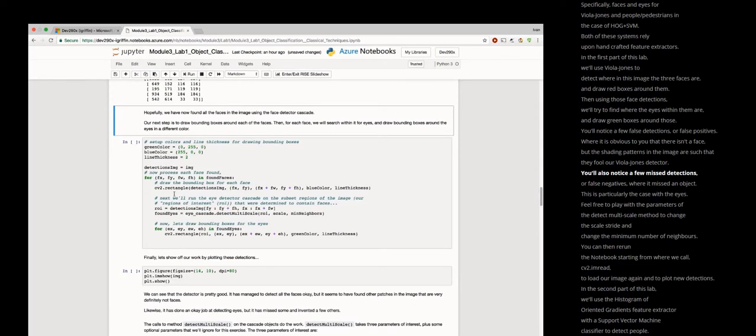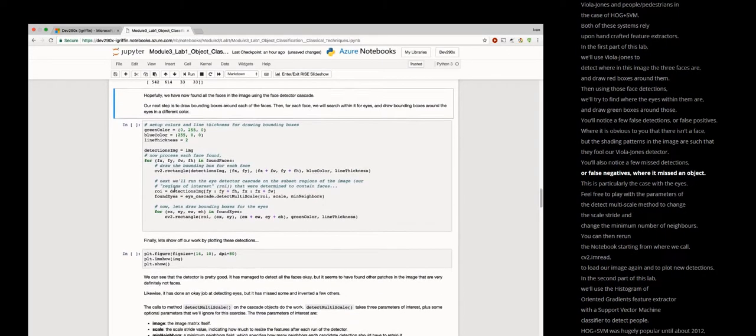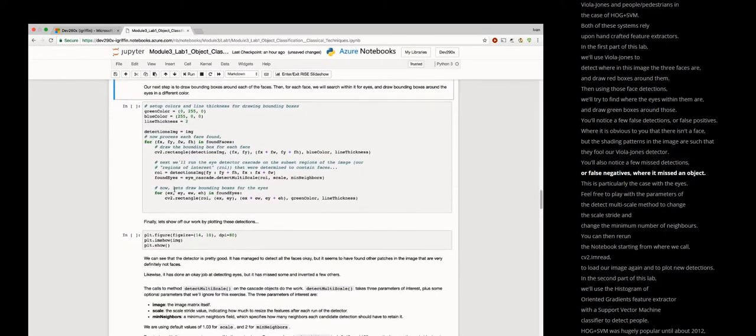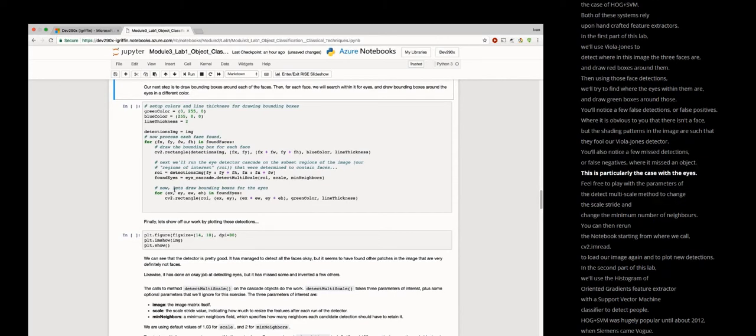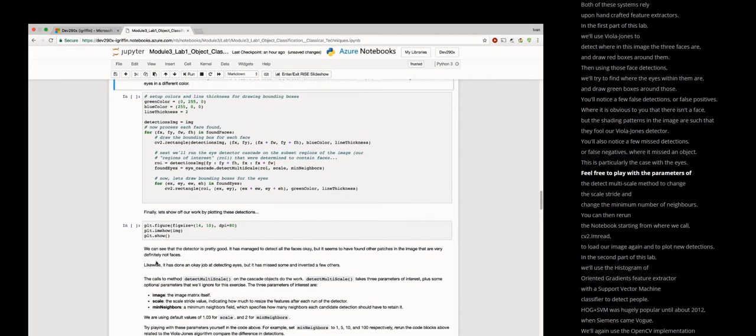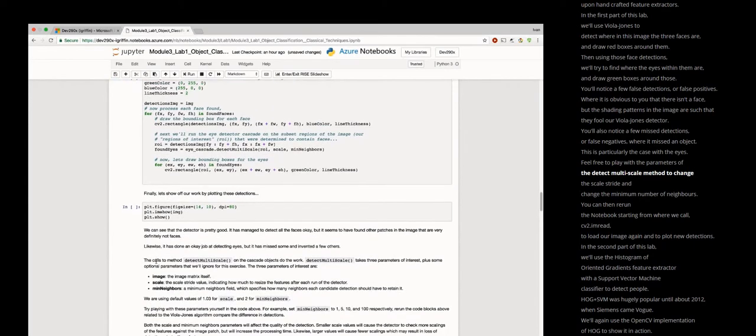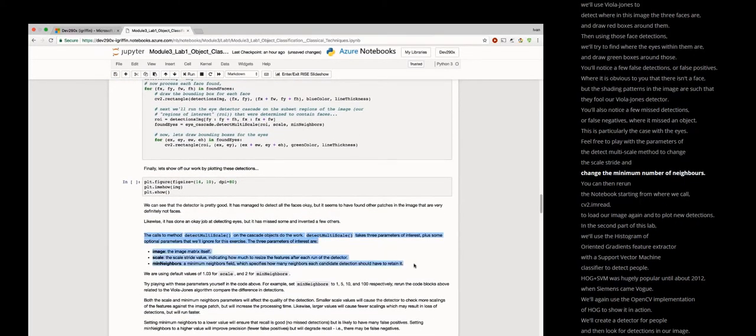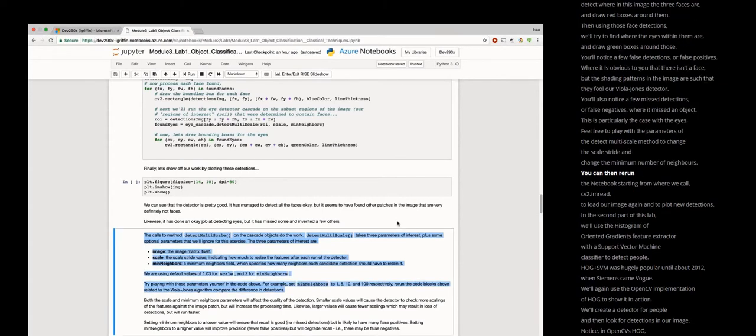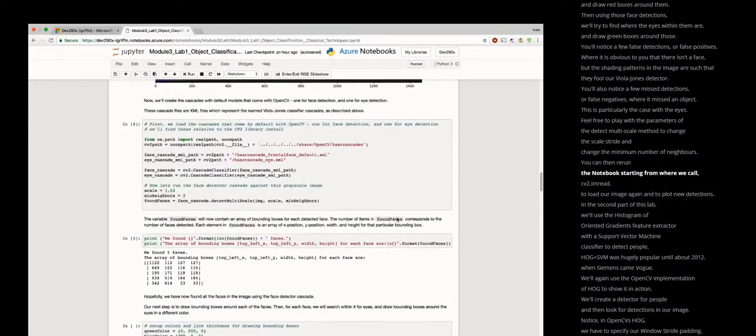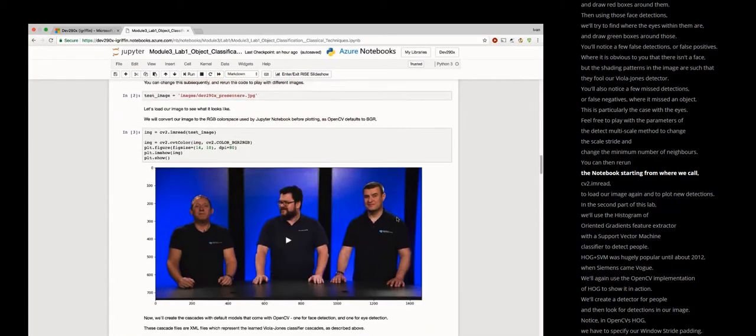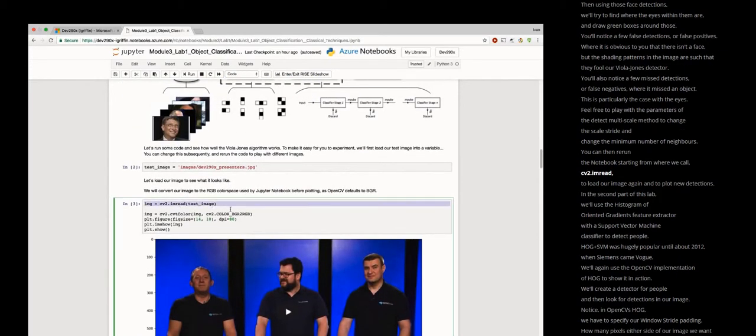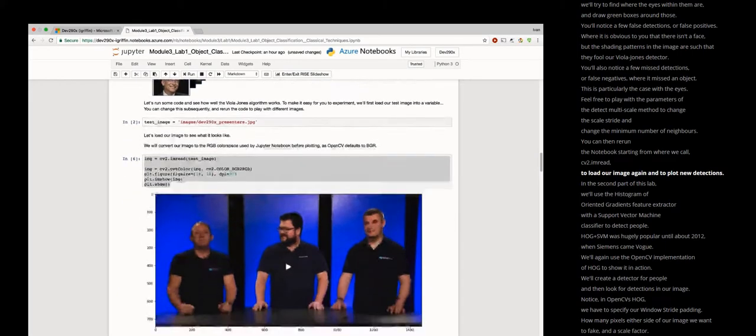You'll also notice a few missed detections, or false negatives, where it missed an object. This is particularly the case with the eyes. Feel free to play with the parameters of the detectMultiScale method to change the scale stride and change the minimum number of neighbors. You can then rerun the notebook starting from where we call cv2.imread to load our image again and to plot new detections.